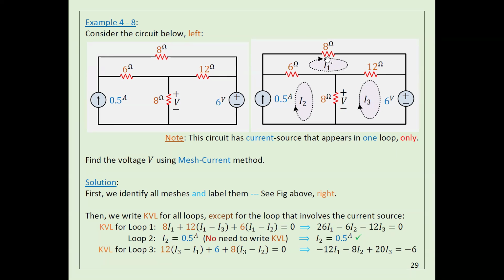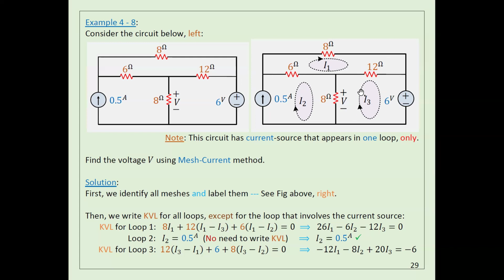Okay. So again, I can apply Kirchhoff's voltage law here, and here. That's it. After that, you are going to have two equations, and you need to solve these two equations. I'm going to do it quickly. So if in loop one I apply Kirchhoff's voltage law, I get I1 times 8, plus I1 minus I3 times 12, plus I1 minus I2, which is 0.5, so I1 minus 0.5 times 6. So this is one equation.